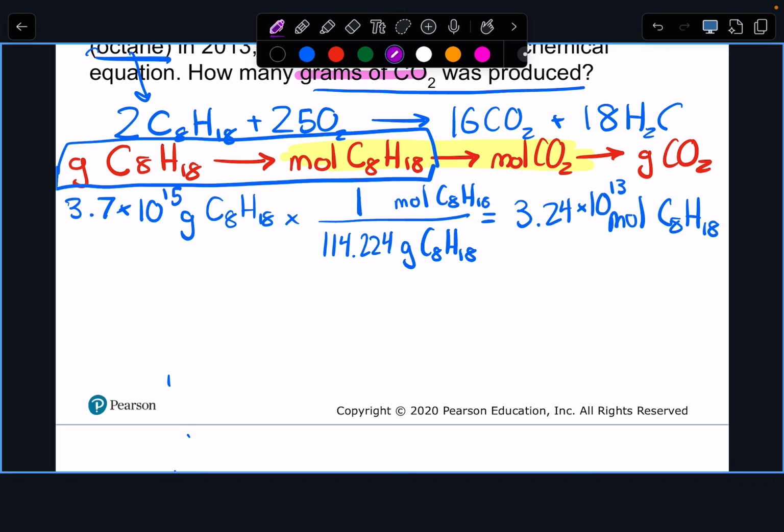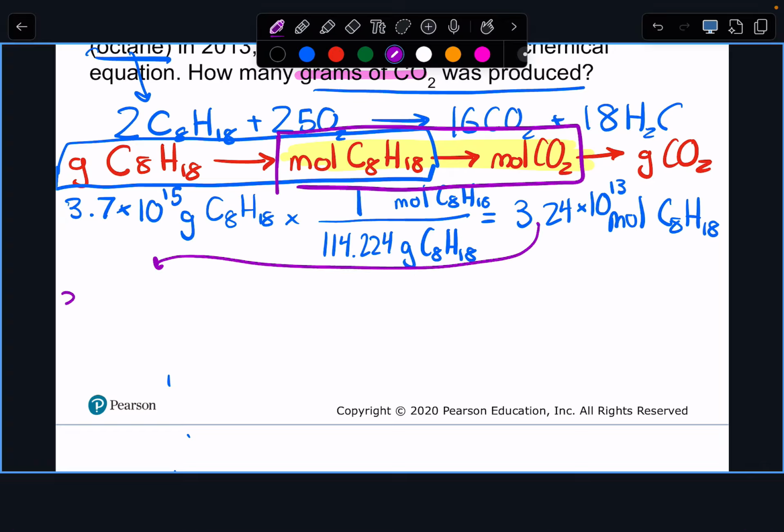Now we're going to do the second part, which is moles of C8H18 to moles of CO2. So I'm just going to take this number and start another calculation. 3.24 times 10 to the 13th moles C8H18. We're looking for moles of CO2.